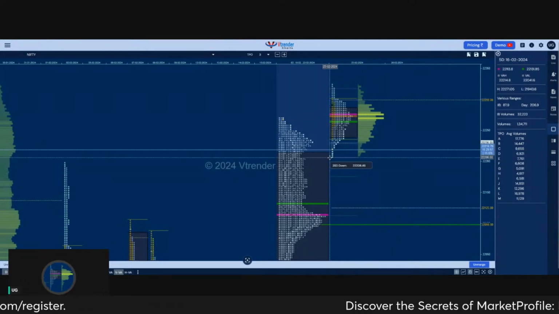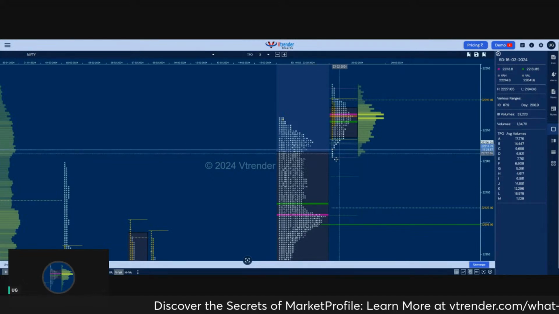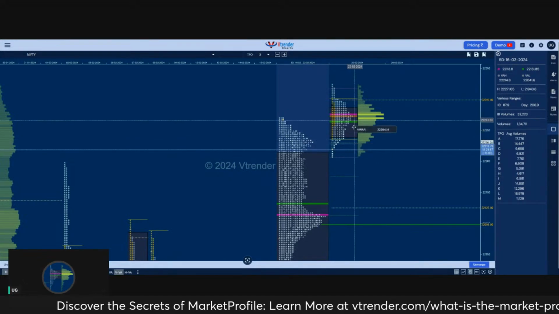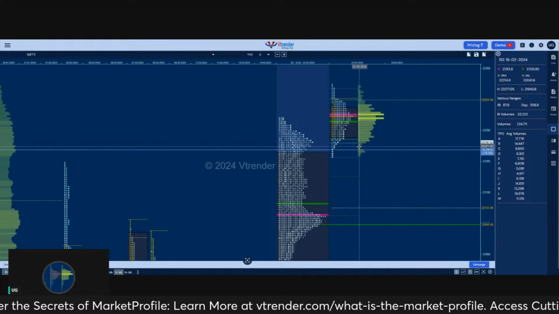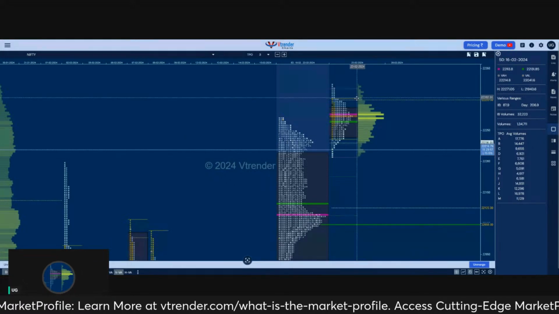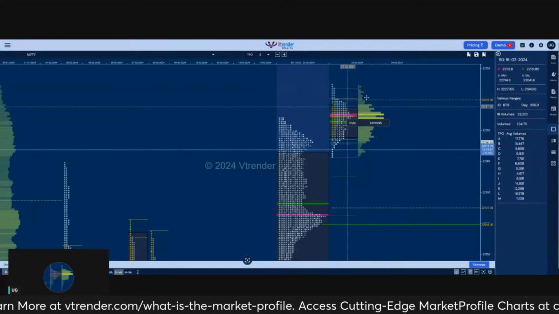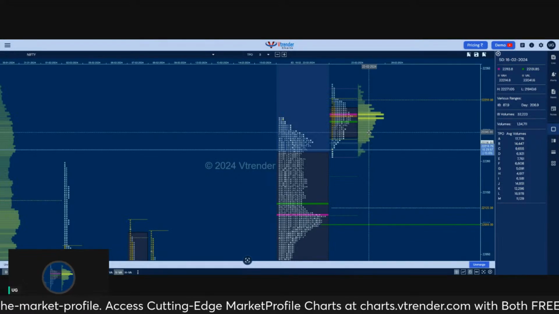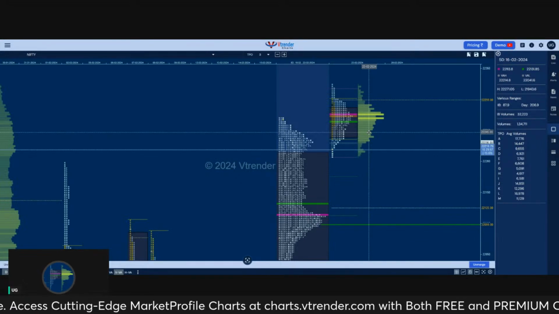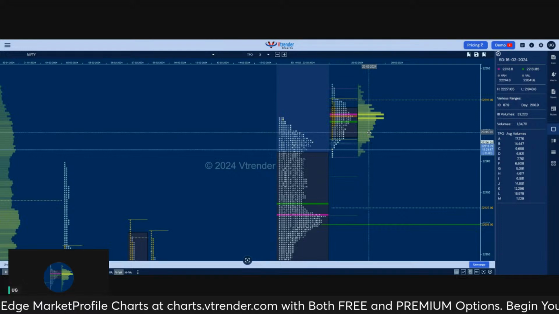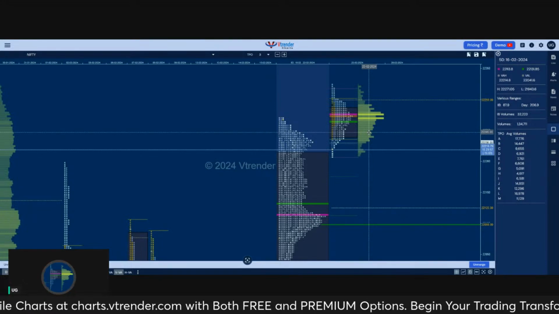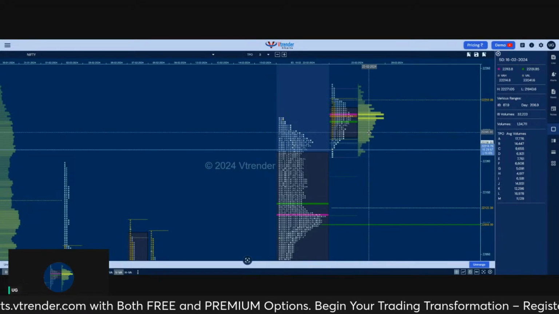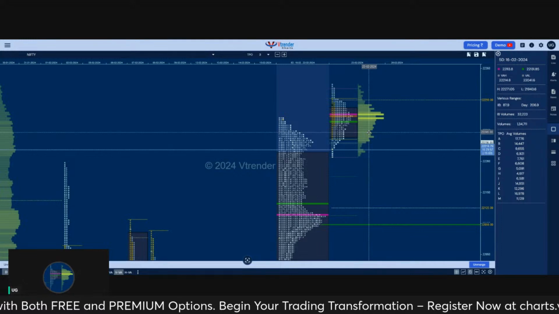On the converse, if we remain above this value, if the spike we have made today is rejected and we get back into this value, we have a chance of the 80% rule playing out and continuing to balance in today's profile before we take those highs out, those new all-time highs which we have made today, and continue further on the upside. So this is as far as the Nifty futures is concerned.